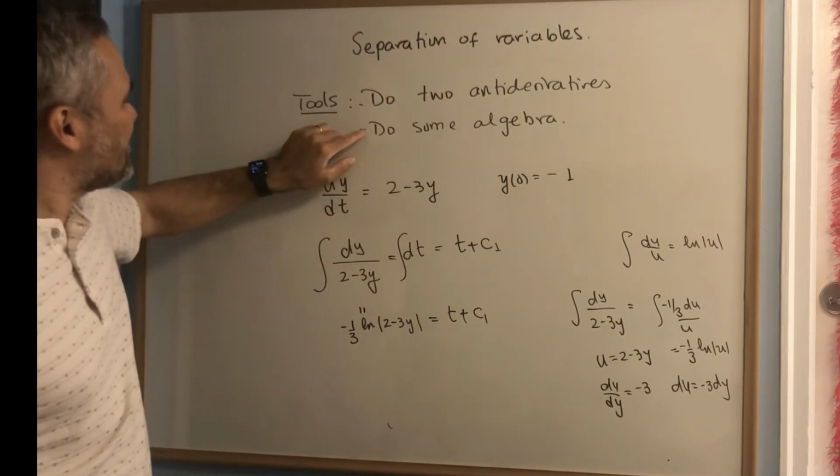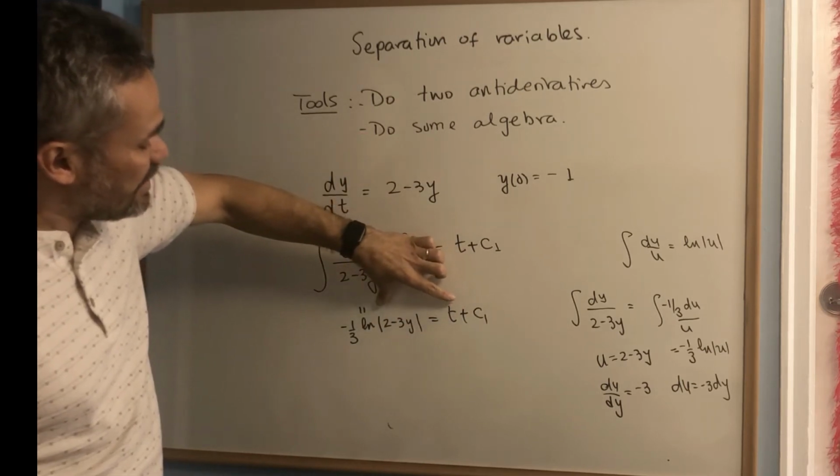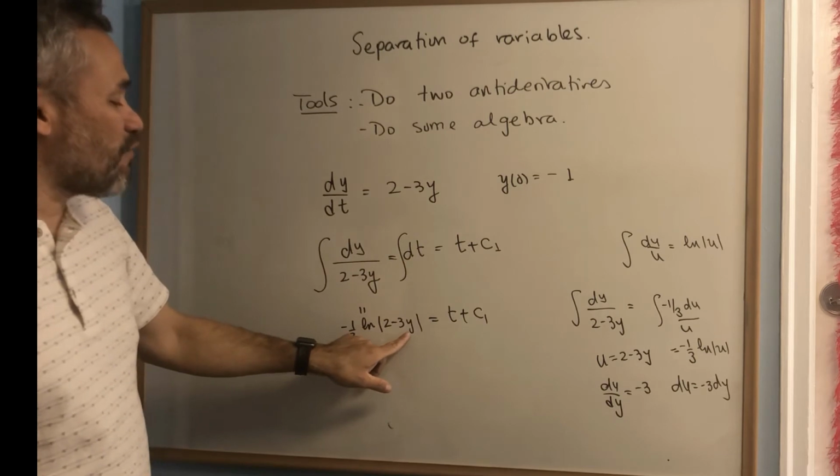Why did I say that we have to do some algebra? Because here there are no derivatives. This is not a differential equation, but we have to solve for y.